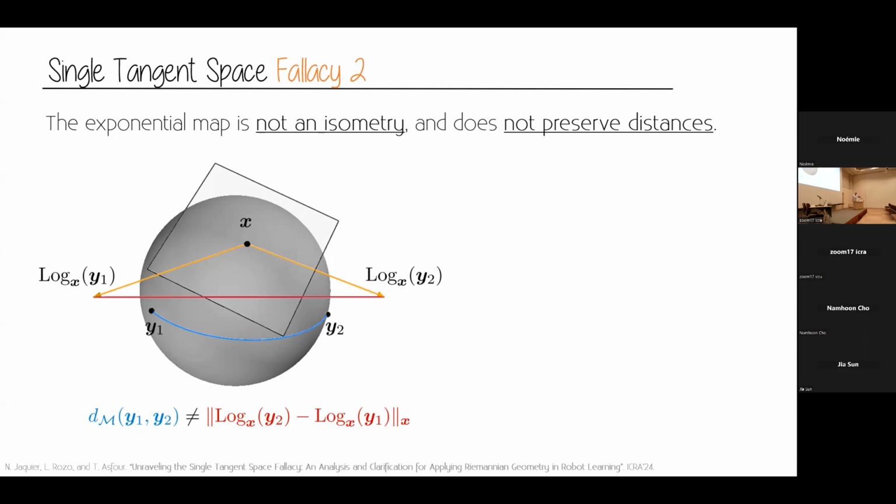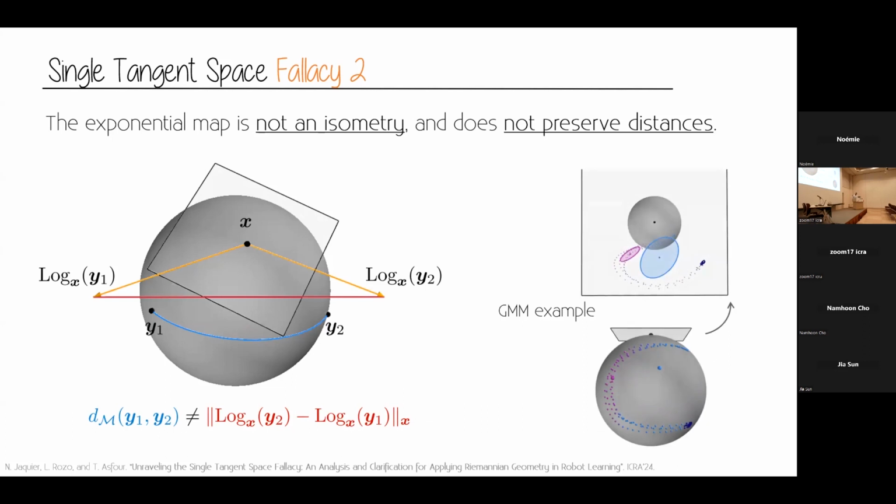Just to illustrate this, here we are going back to the example that we had before on the sphere. What I want to show here on the right is that when we project the data on this single tangent space at the pole, you can see that the data are highly distorted, right? So this already tells us that this mapping is not preserving the distances that we observe in the original manifold.